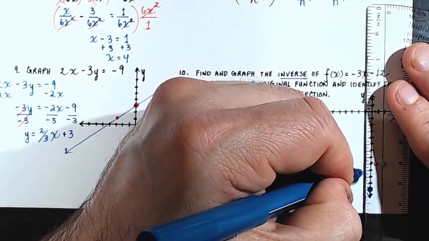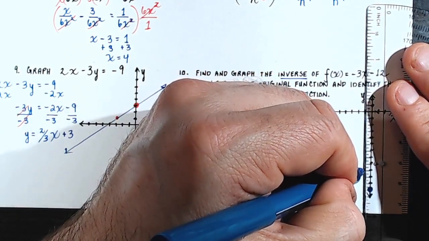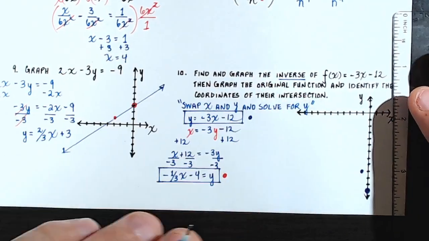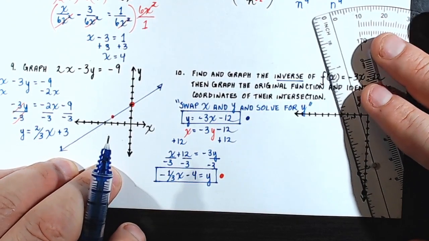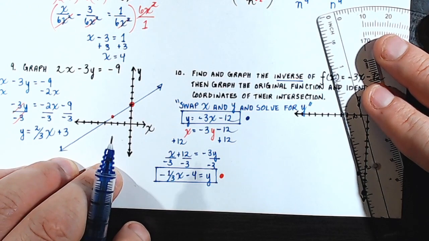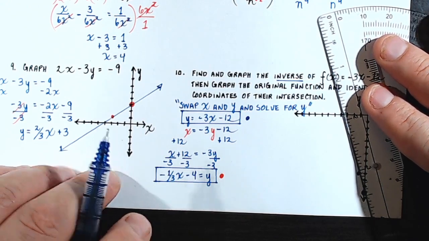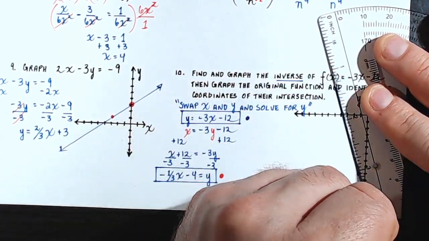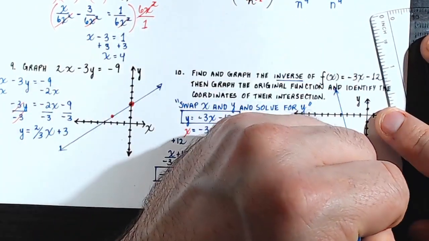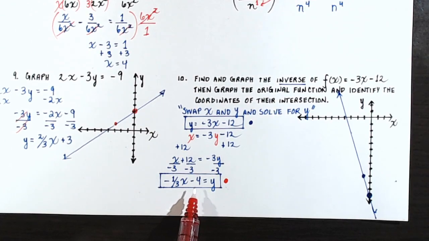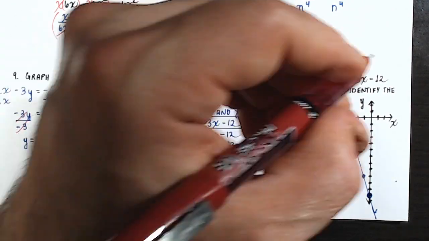Be super precise about this. About right there. Okay, and that will allow me to graph in my points. About like that. Okay, so now I've got the line drawn for the original, and I'll use red to draw in the line for the inverse. So I have a y-intercept at -4.